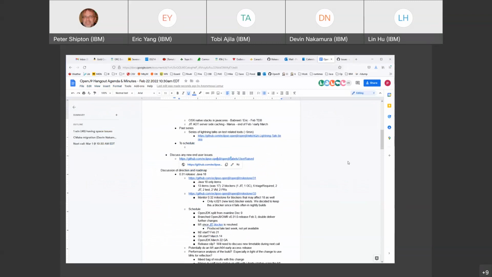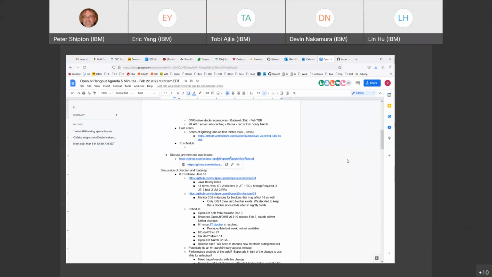Looking at our 0.31 release, Java 18, we're down to 13 items in the milestone, but we still have 2 blockers. The GC blocker, I just saw a PR open to fix that, although I don't think it's quite ready for review yet. And then there's a new JIT blocker. We've had the issue open for a while, but I just realized the extent of the problem.